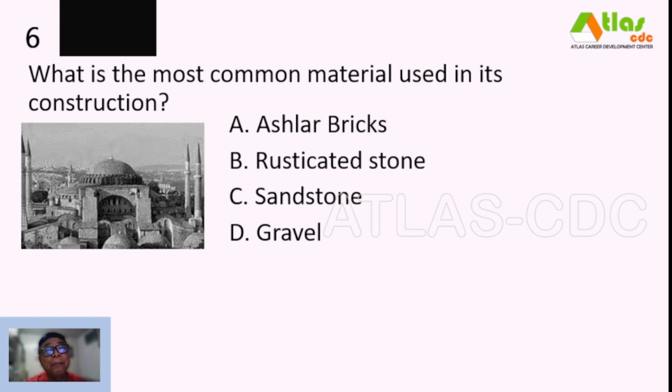Number 6. What is the most common material used in its construction? A. Ashlar bricks. B. Rusticated stone. C. Sandstone. And D. Gravel.